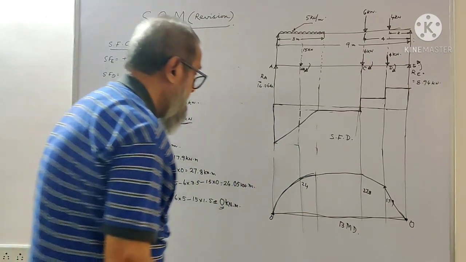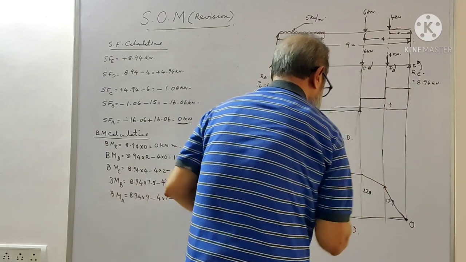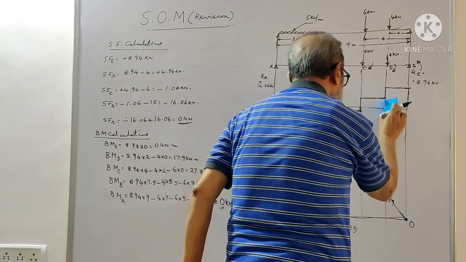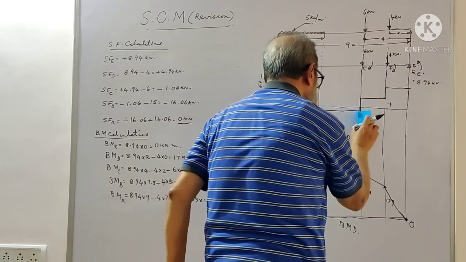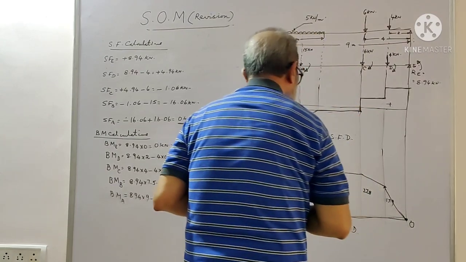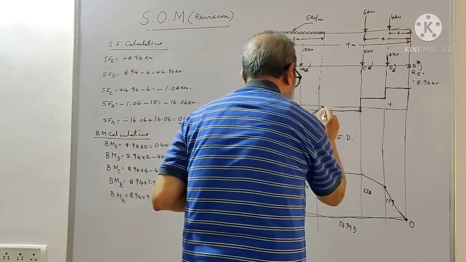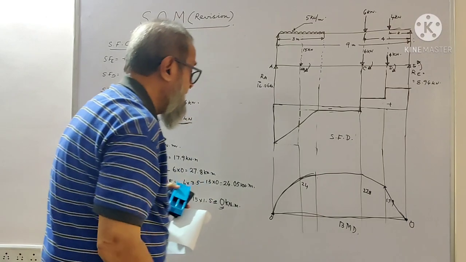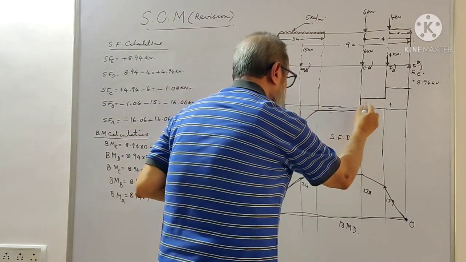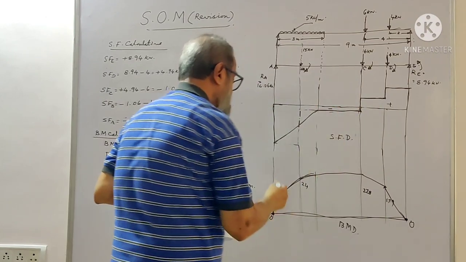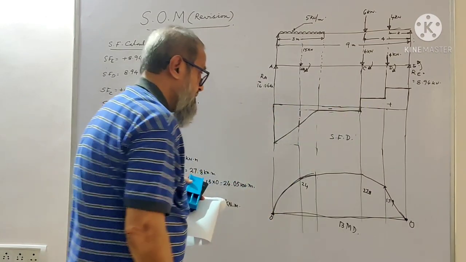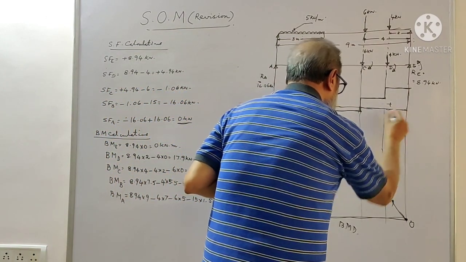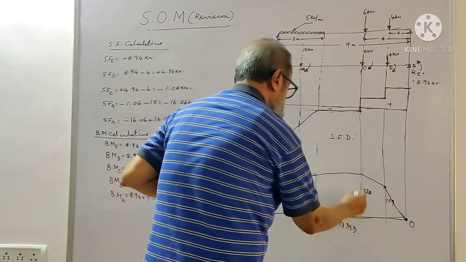You observe here, where the shear force is positive, right? Here this whole thing, it is positive. Here after this point it is negative. Where the shear force changes its sign, from positive it enters into negative, or from negative it enters positive, that point is called the point of contraflexure, and the bending moment will be maximum at that particular point.